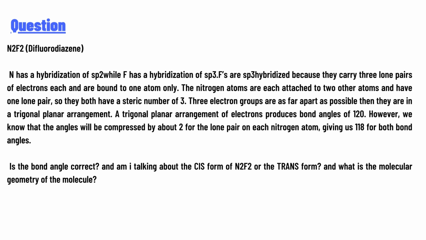A trigonal planar arrangement of electrons produces bond angles of 120°. However, we work out that the angles will be compressed by about 2° for the lone pair on each nitrogen atom, giving us 118° for both bond angles. Is the bond angle correct? And am I talking about the cis form of N2F2 or the trans form? And what is the molecular geometry of the molecule?